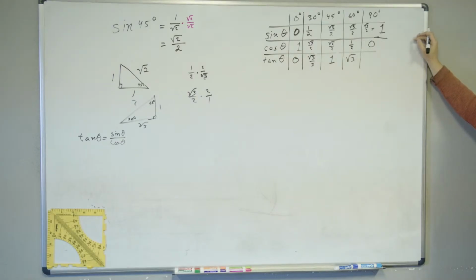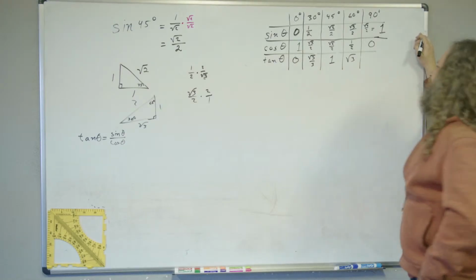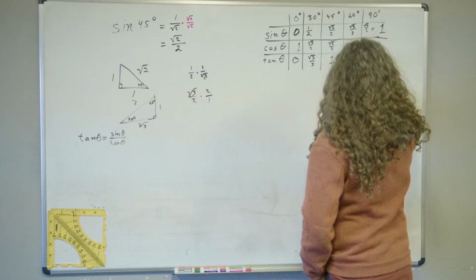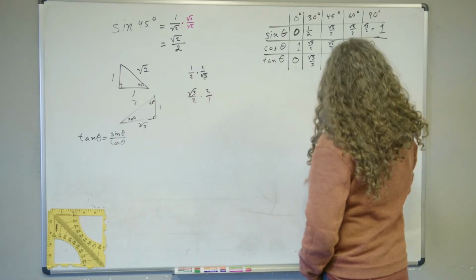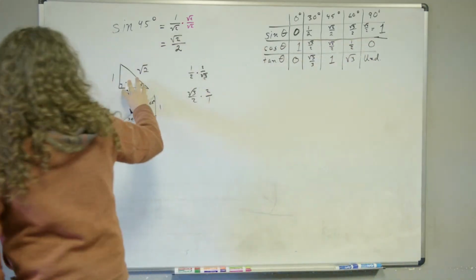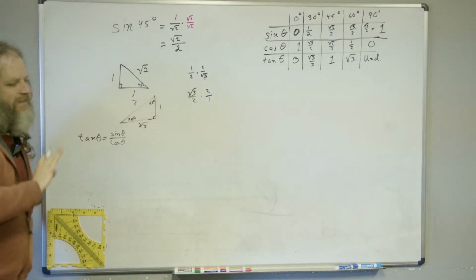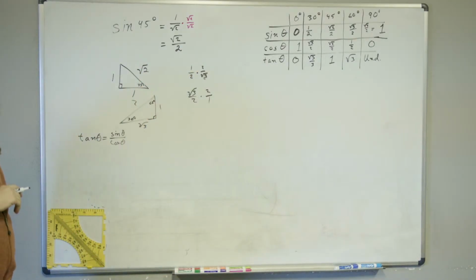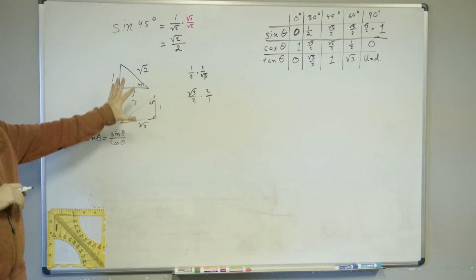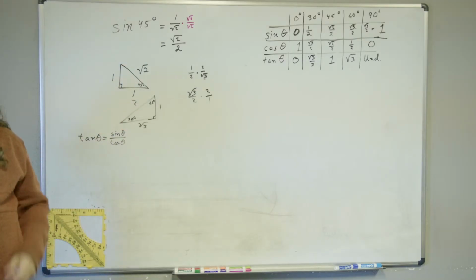What does it tell you? It tells you you can't do it. You can't divide by 0. It's undefined there. So whether you memorize it this way or you memorize it that way, you'll need to know all of those. You'll need to know how to do those without a calculator.